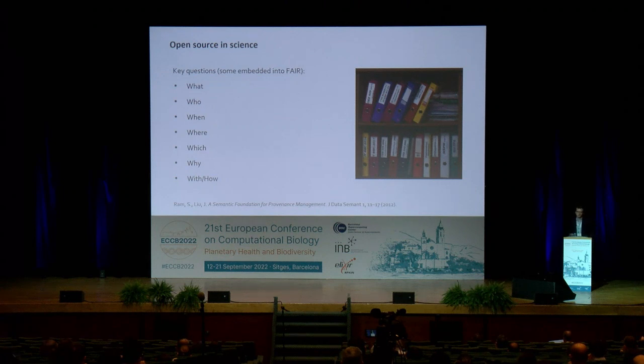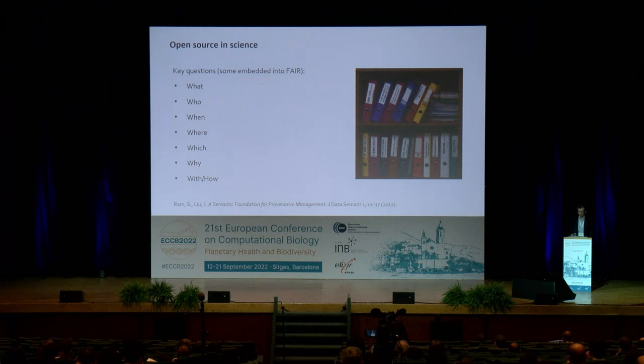In addition to what you normally would expect to be answered by an open source approach, there are also some key questions that open source can answer. These are extracted from the Semantic Foundation for Provenance Management. The whole point is that every curation that is being done needs to answer some of these questions. Open source does a very good job on answering these, but it also helps pave the way to making the models more FAIR.